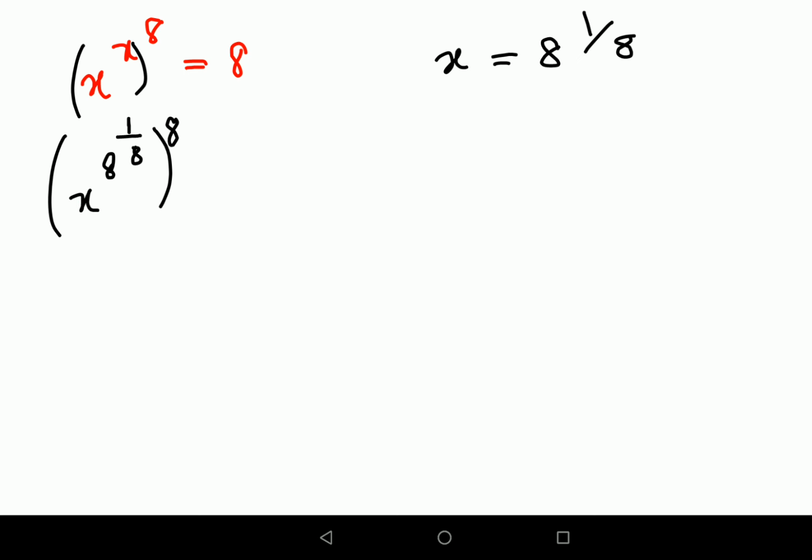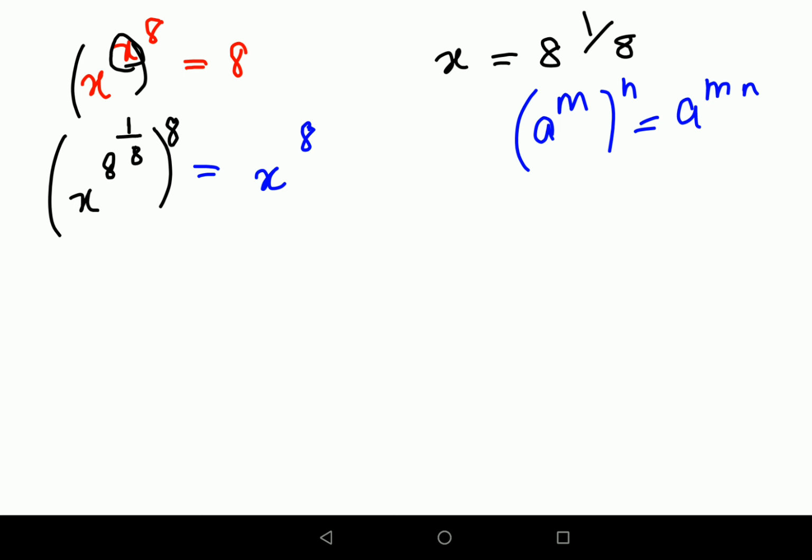Here I'm just applying the value of this x. The other x I'm just keeping as it is. Now, when a raised to m, the whole raised to n, can be multiplied, it is a raised to m into n. So this comes out to be x raised to 8 into 1 upon 8. If you see closely, this 8 and this 8 cancel, so I'm just left with x raised to 8 now.